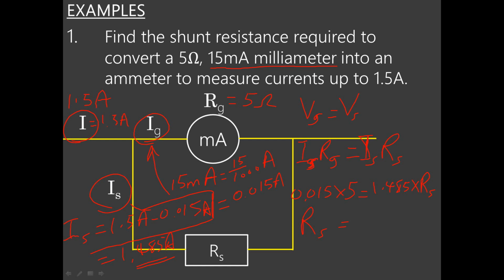So you'll use this expression here and get Rs equals 0.015 times 5, then you divide by 1.485, and the calculator gives me 0.0653. So realize that the resistance of this shunt is going to be 0.0653 ohms. That's a very, very small resistance.